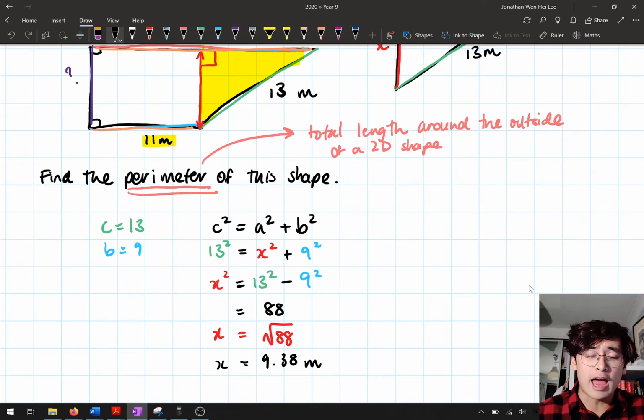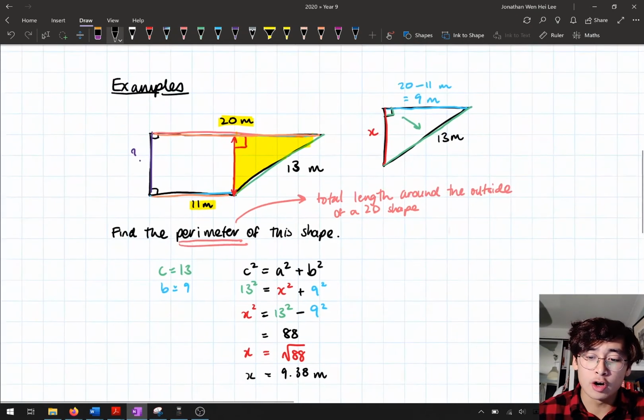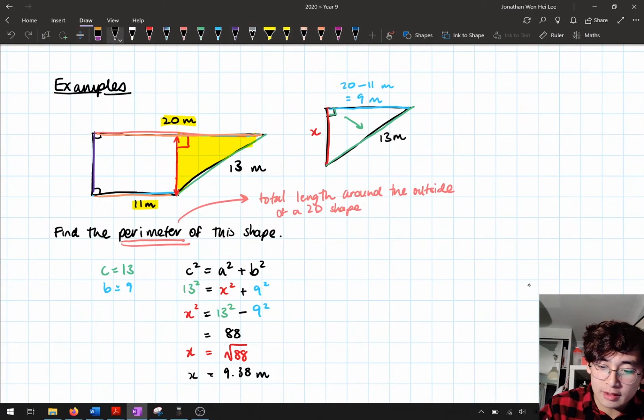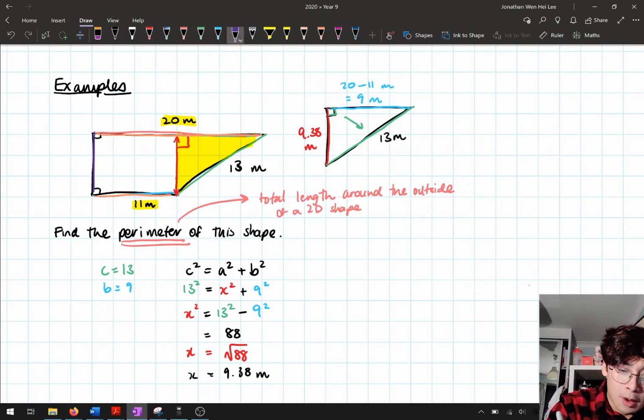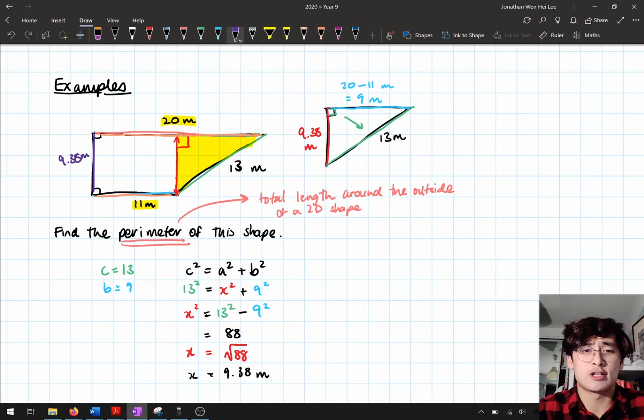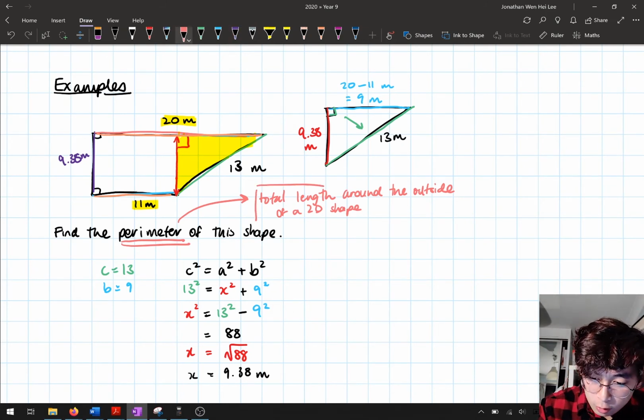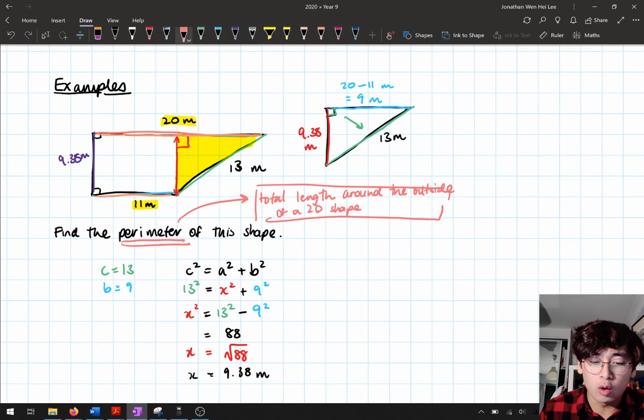Now, if you have a look at the question, am I done yet? I know that this side length over here, which is X, is 9.38 meters, and so that means that my purple side over here is also 9.38 meters. Am I done with the question now? Have I solved what the question is asking me for? Well, I haven't actually. The question is asking me to find the perimeter, and I said at the beginning, that's the total length around the outside of the shape. All I've done here is figure out what that missing side is.